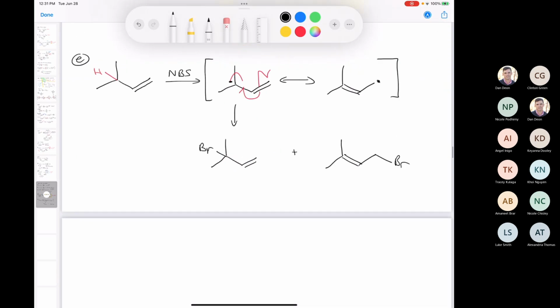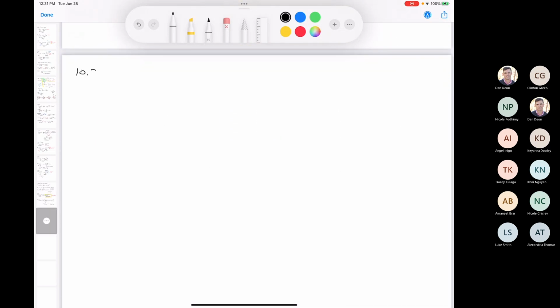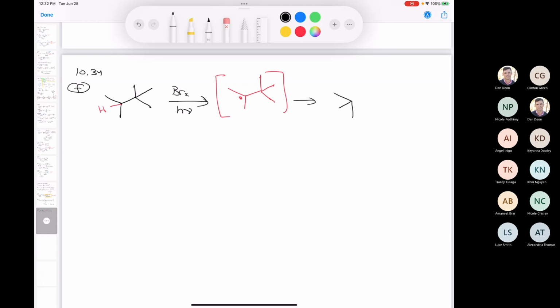And the last one, so this is 10.34F. 10.34F is taking this compound, and we're taking this and we're treating it with bromine and light. And we know that bromination is going to occur at the most substituted position, which is this one here. So we end up forming the radical at that position. It's not resonance stabilized, so this is our intermediate. And then after halogen abstraction, you add the bromine at that position.